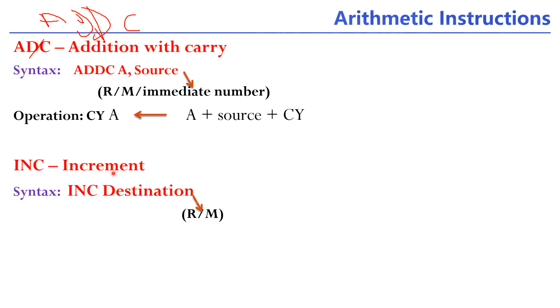For the incremental purpose, you see here, this is the INC instruction. Syntax of this: INC destination. Destination is nothing but a register or memory. Here we do not use the immediate number. Remember, right? For example, INC R0, INC 50H, INC @R0.